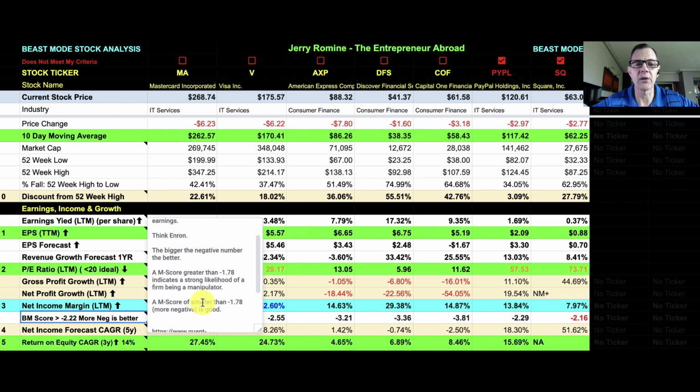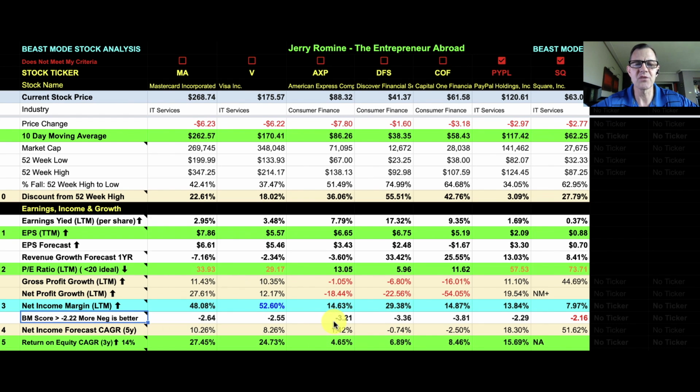A score smaller than negative 1.78, it's more negative, is good. So in this case, the more negative the number, the better. And I hate negatives when I'm looking at these because it's so easy to get confused. But I've got everything color-coded, so if it's in red, that's a warning sign for me. And the bigger the negative, the better.